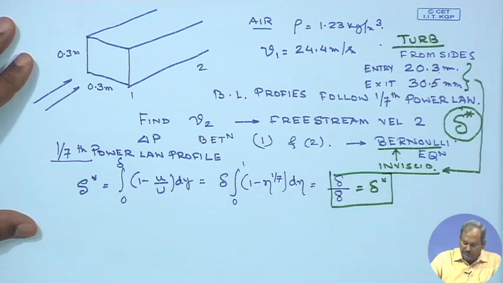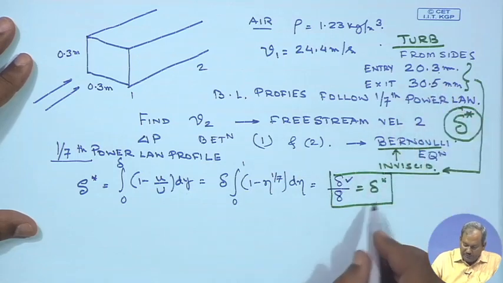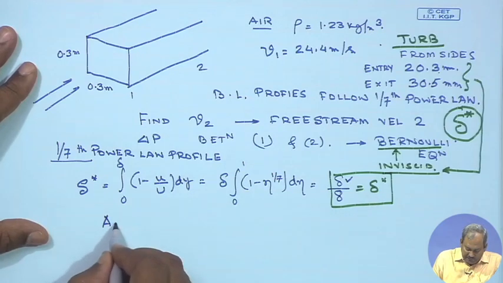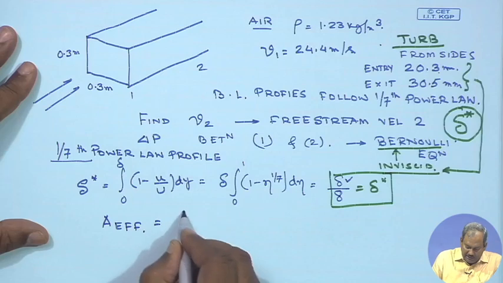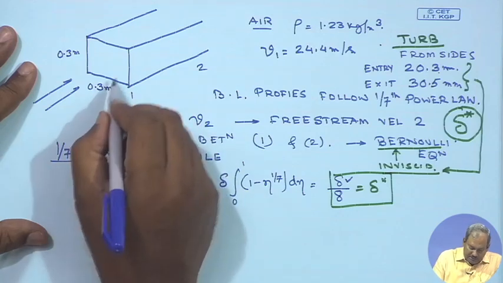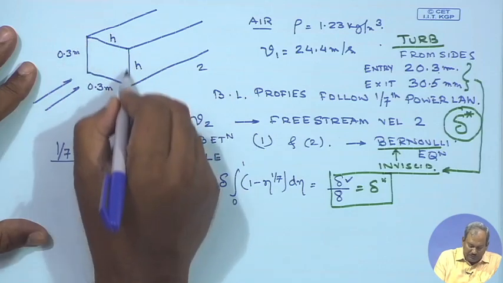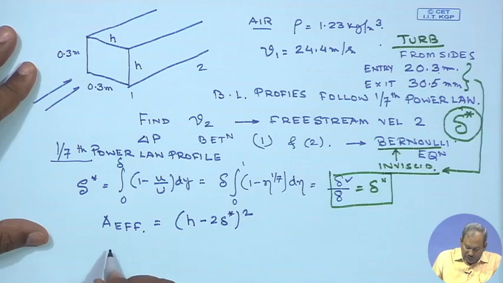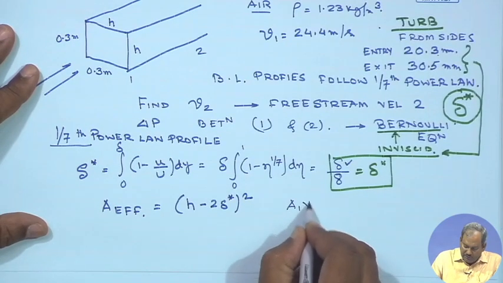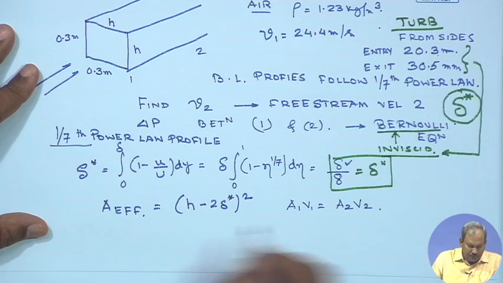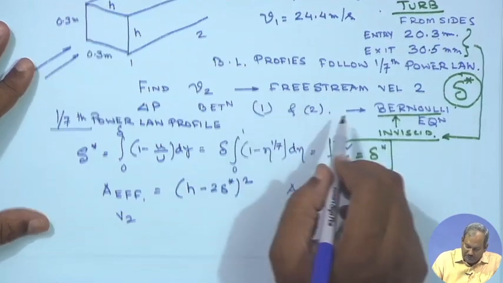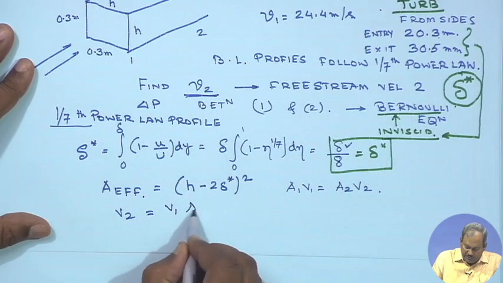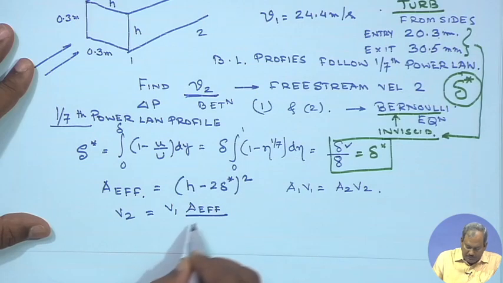delta by 8. Okay. You know the values of delta at these 2 points, so you know the values of delta star at these points. So, A effective, as I explained, is simply going to be the size of this duct minus 2 delta star, whole square. If you use the equation of continuity, A1 V1 equals A2 V2, the first thing that you have to find out is V2. V2 would simply be V1 times A effective at 1 by A effective at 2.